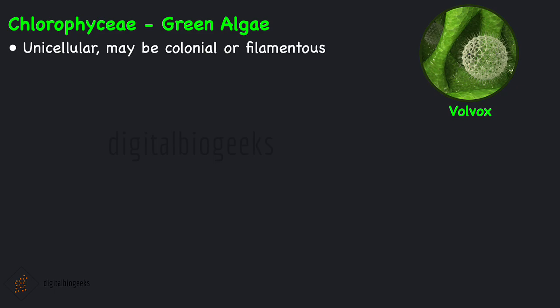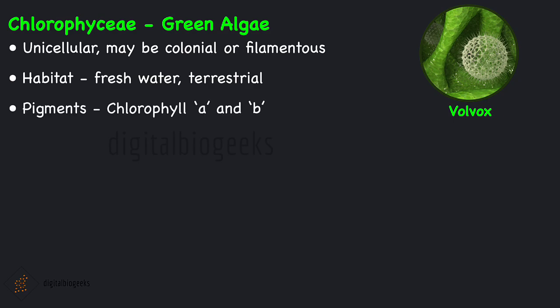Their body is unicellular, may be colonial, that means they may be seen as a group, or filamentous. They can be seen in freshwater and terrestrial habitats. They have pigments chlorophyll A and chlorophyll B, and hence they are grass green. We all know that chlorophyll is present in chloroplast, right? Approximately, there are 3,600 species present in the class Chlorophyceae.